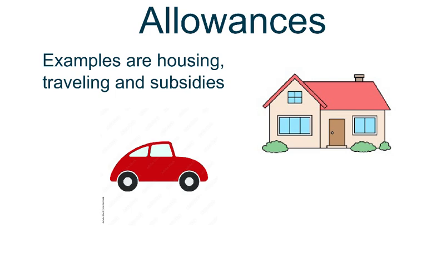It can also be in the form of subsidies, and then you can get a whole lot of more allowances. You can get an entertainment allowance, you can maybe get a cell phone allowance, so there are more than only housing and traveling, but these are the ones that you will usually find in employment.